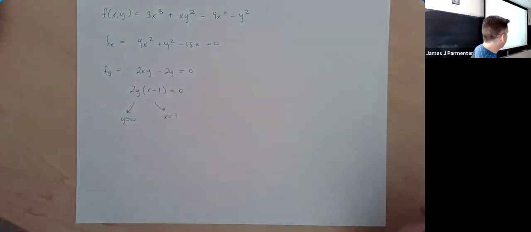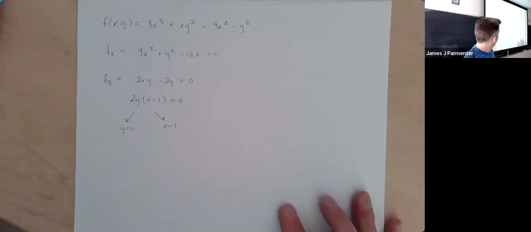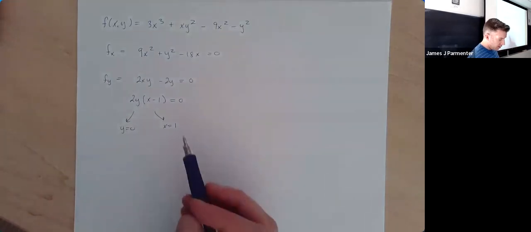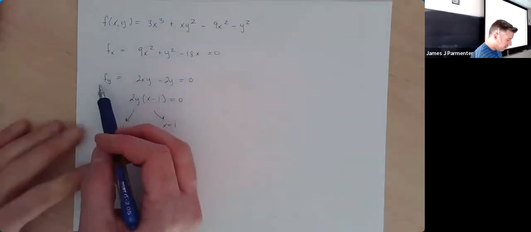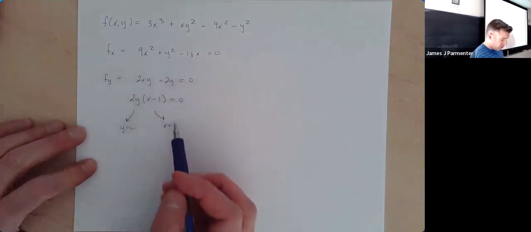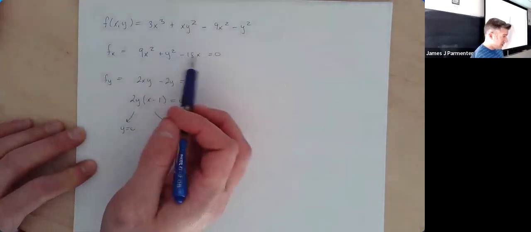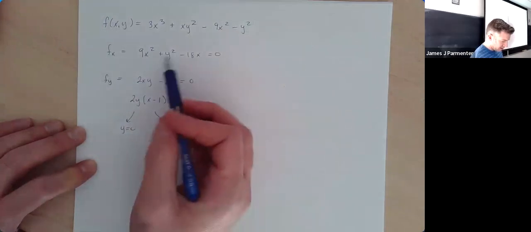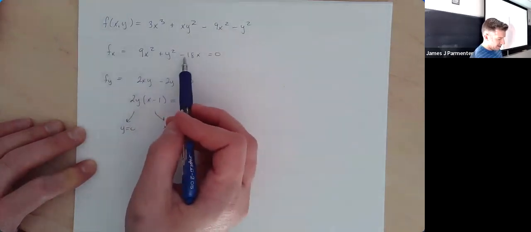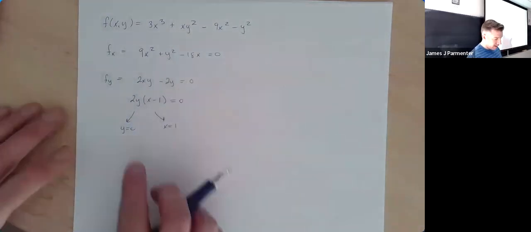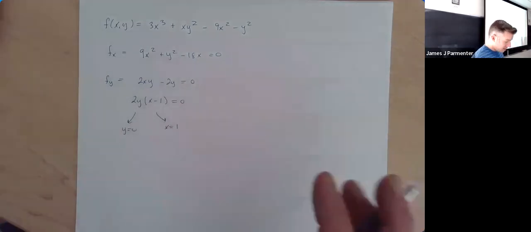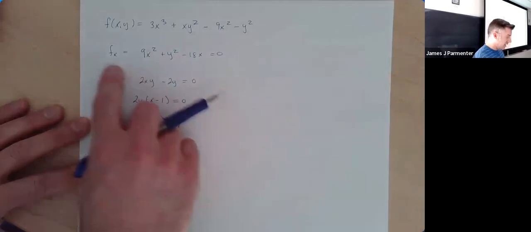I want to be super extra clear about this: (1, 0) is not a critical point. If you plug in 1 for x and 0 for y, fy will equal 0. But if you plug in 1 for x and 0 for y up here, it will not equal 0. You get 9 plus 0 minus 18, which definitely does not equal 0. I've seen a lot of students say, I got an x and a y, that means it's a critical point. It's not. It means these are the values that make this 0, but not necessarily this.